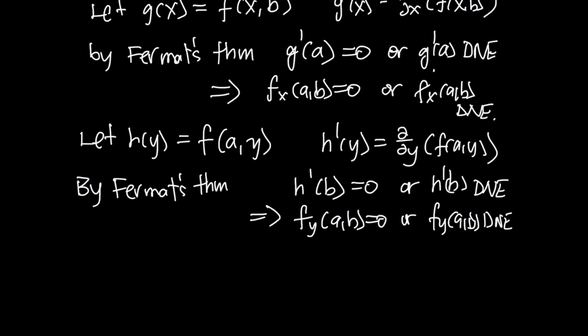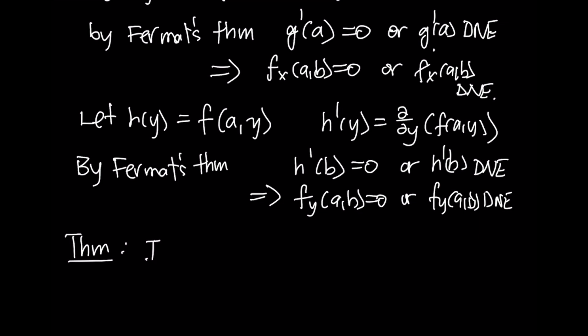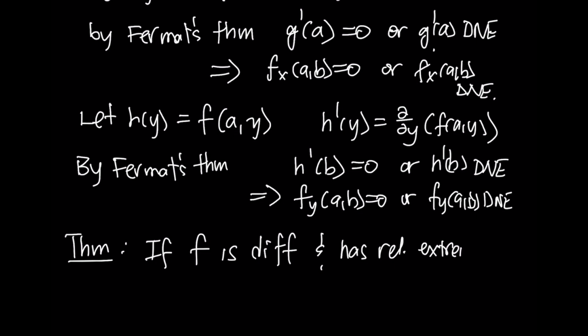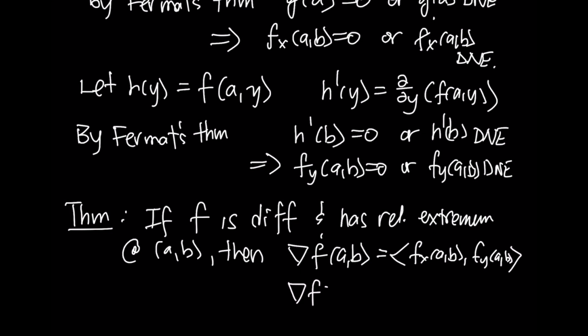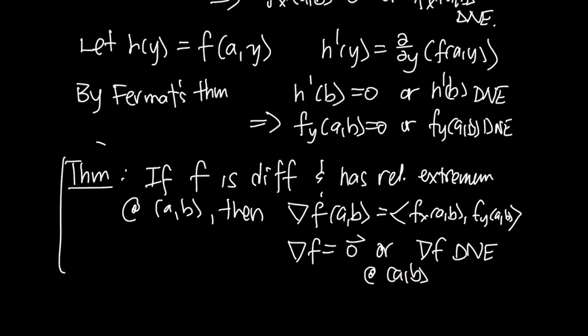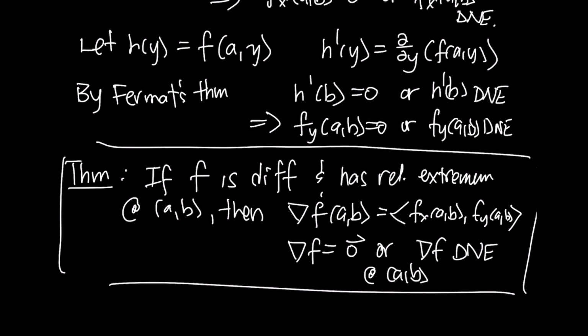And if you put all of this together, you can come up with the following result. If my function is differentiable, which is important here, and has a relative extremum at the point AB, then it turns out that the gradient of that function at the point AB, which is just the vector of these partial derivatives at the point AB, is either equal to the 0 vector or the gradient vector does not exist at the point AB. So this is the extension of Fermat's theorem to a multivariable function.